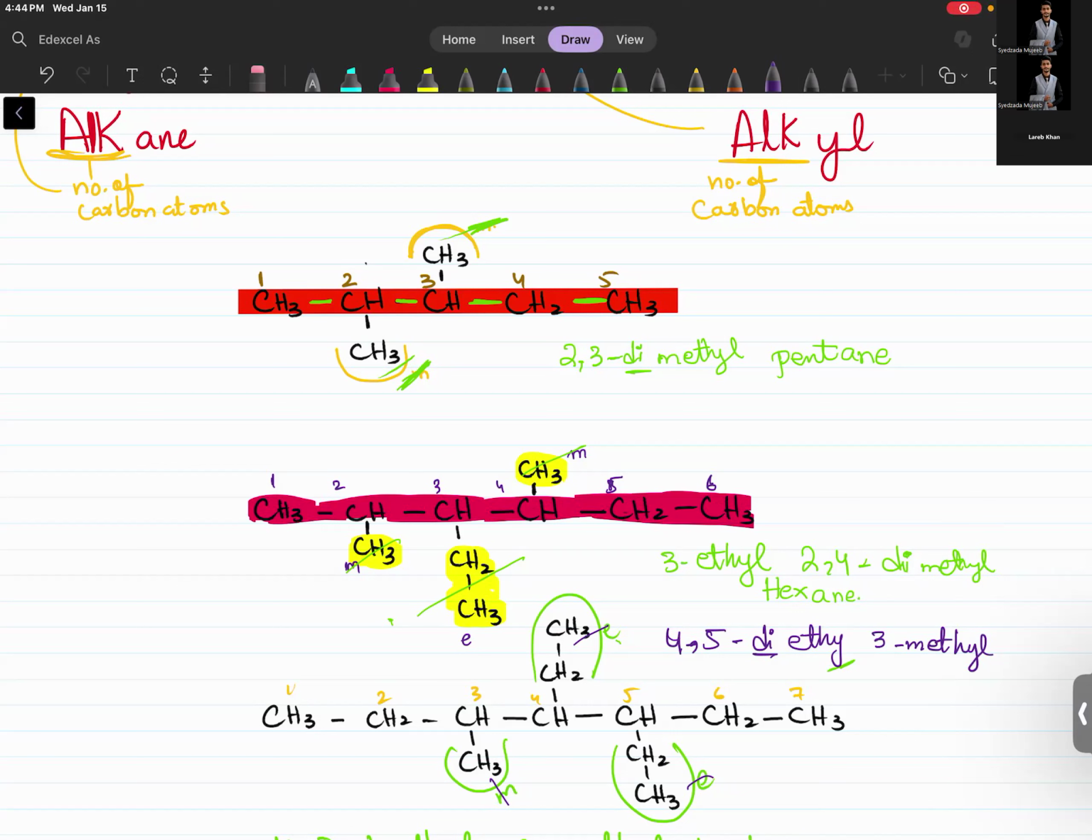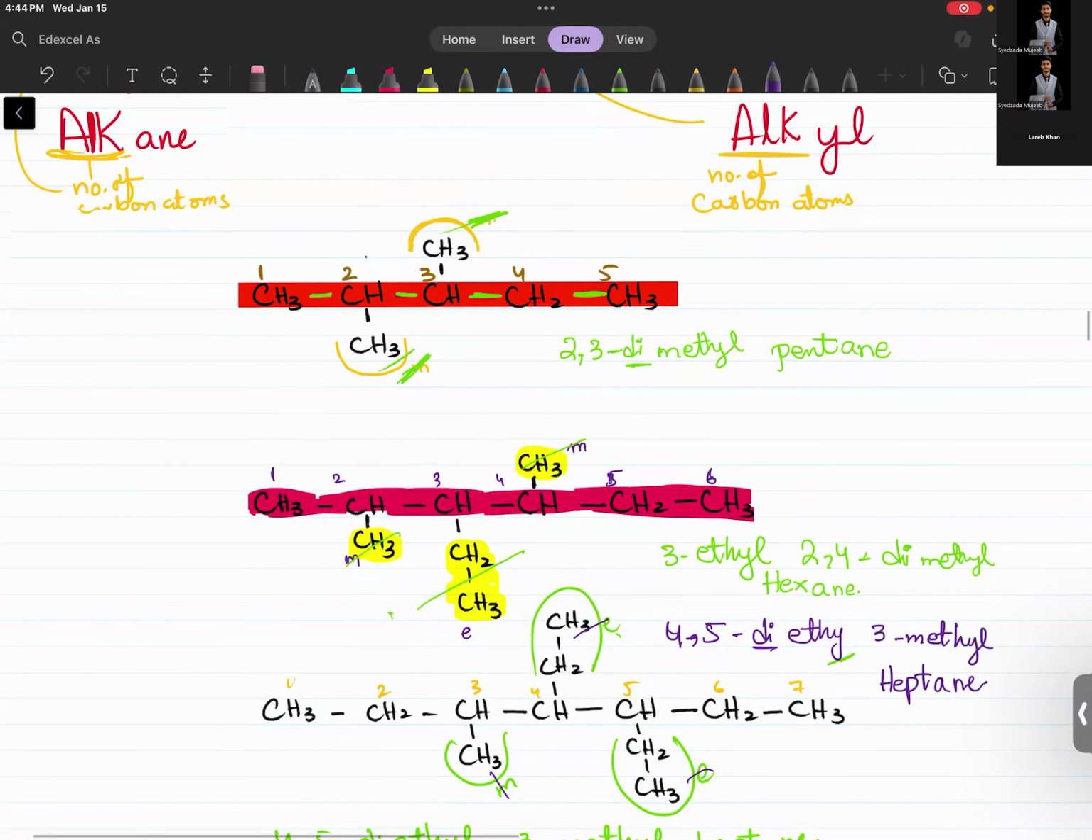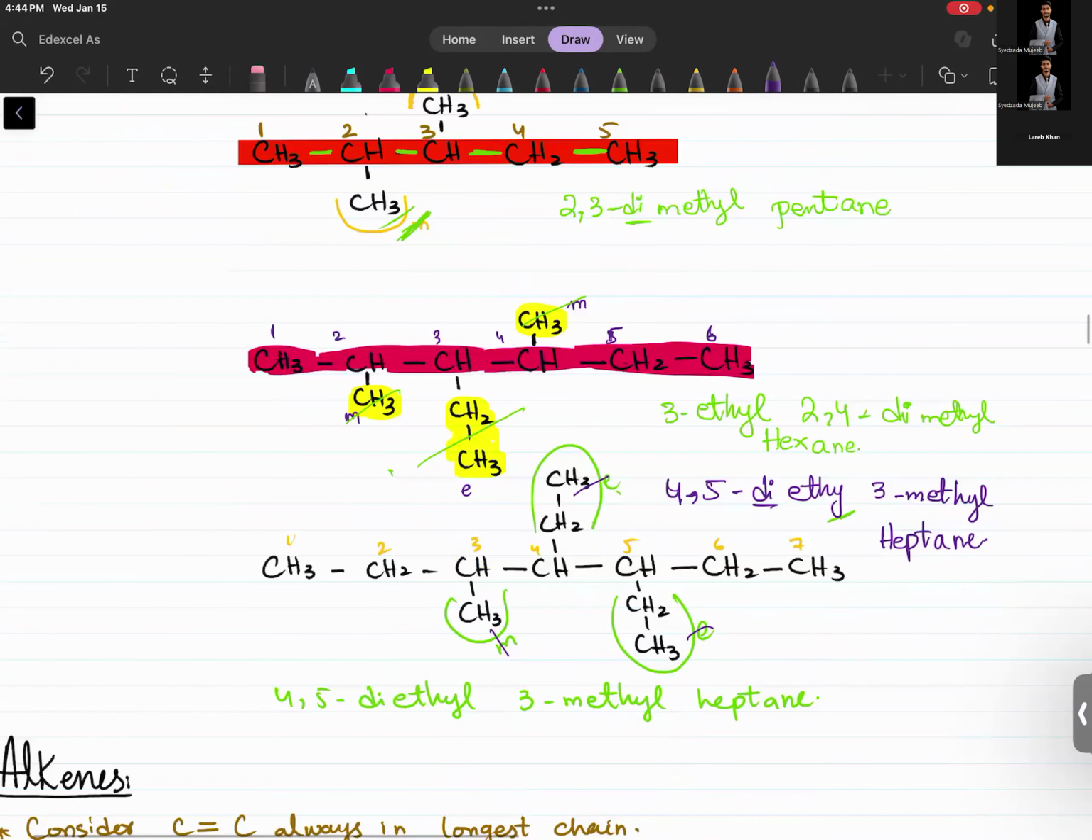As we are done with these side chains, we'll be moving to the longest chain. How many carbon atoms are there in the longest chain? It's 7. So 7 means what? Hept. Exactly, that's good. Heptane. Got it? 4,5-diethyl-3-methylheptane. That's done.